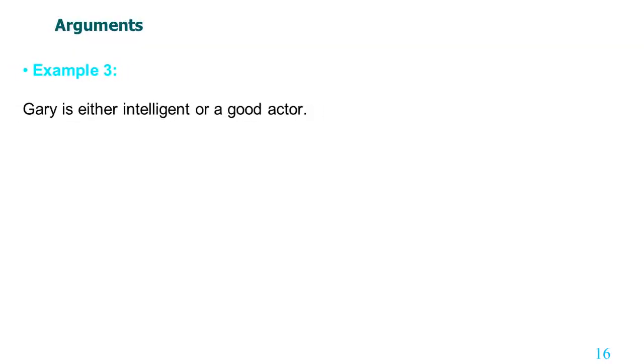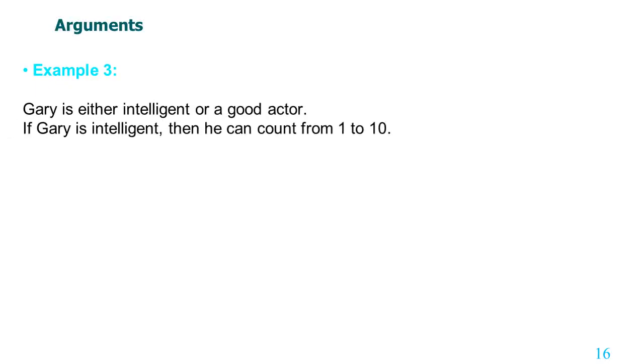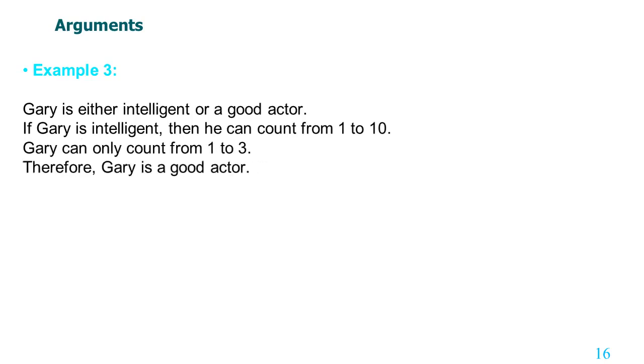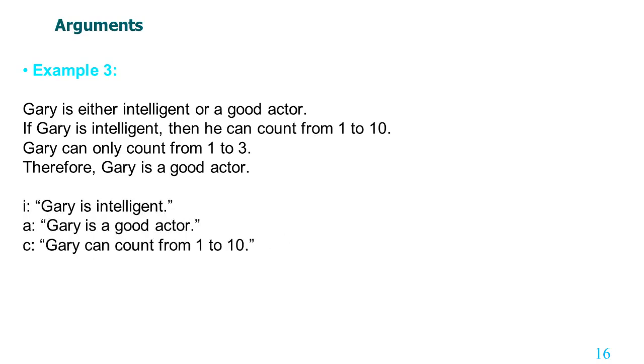Example 3. Gary is either intelligent or a good actor. If Gary is intelligent, then he can count from 1 to 10. Gary can only count from 1 to 3. Therefore, Gary is a good actor. This is logically concluded. How can we write it symbolically? I is Gary is intelligent. A, Gary is a good actor. C, Gary can count from 1 to 10.